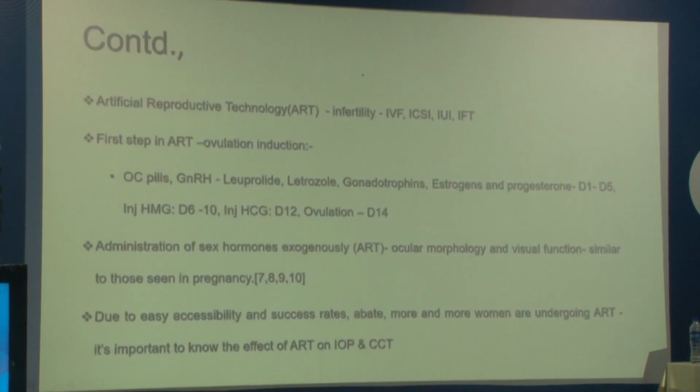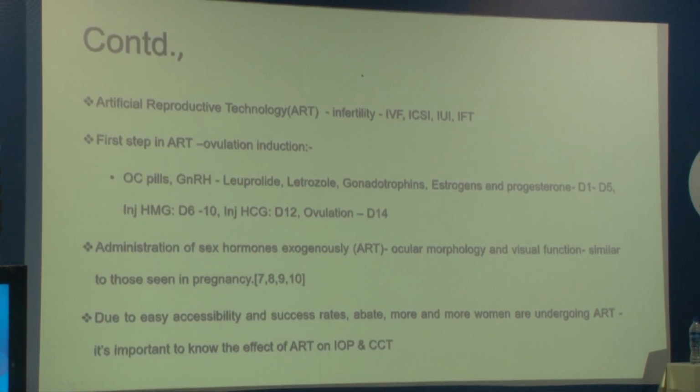Coming to assisted reproductive technology, it mainly addresses infertility, which includes IVF, ICSI, IUI, and GIFT. The first step in ART is ovulation induction, which is done with a gamut of drugs, namely OC pills, GnRH analogs, gonadotropins, estrogens, which are given from day 1 to day 5 of the cycle, and injection HMG is given from day 6 to day 10, and injection HCG is given on day 12, and ovulation is checked on day 14.